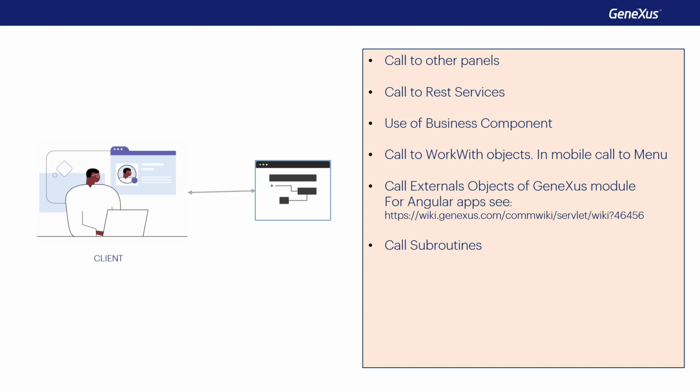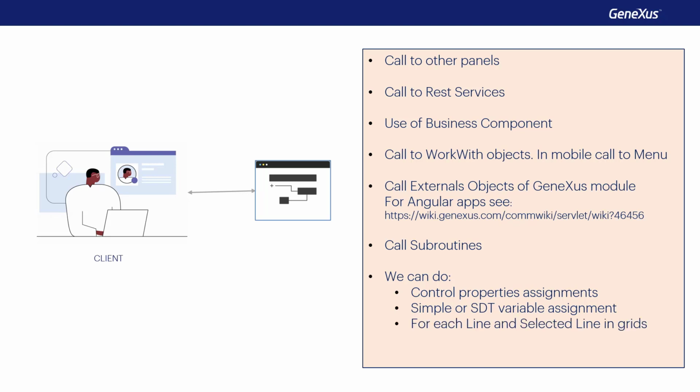We can also call subroutines. In addition, we can assign properties to controls, assign simple or SDT variables, run for each line and for each selected line on grids, use the blocks if-else, do-case, and do-while.